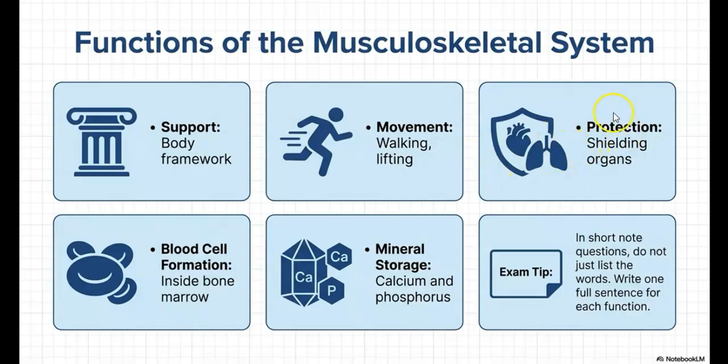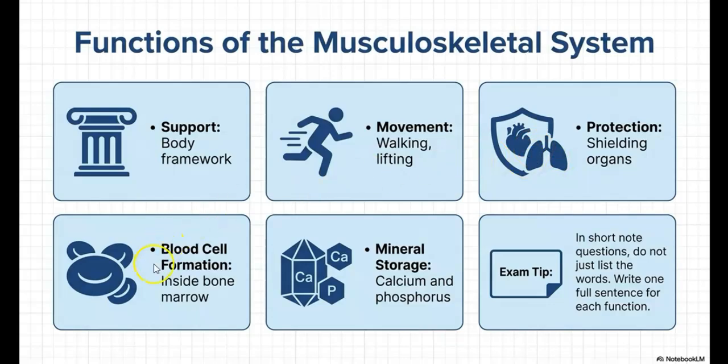The third function is protection. How do bones protect? Bones protect vital organs like the heart and brain. For example, the skull protects the brain. The ribs protect the heart and lungs, and the vertebral column protects the spinal cord, right?